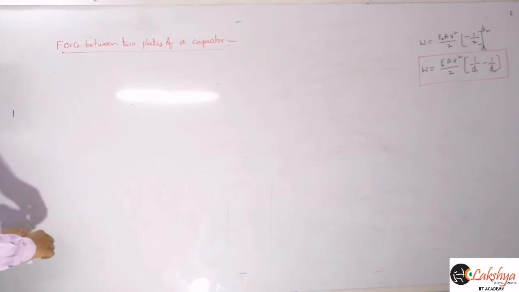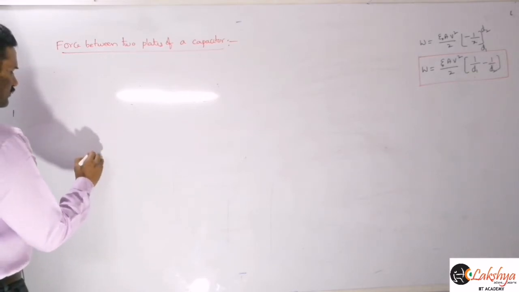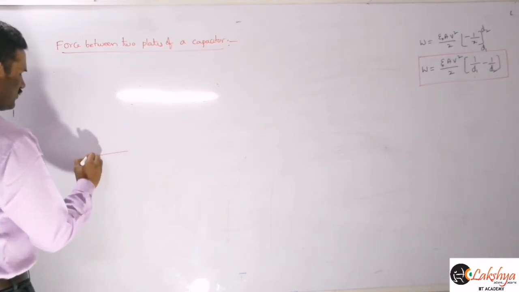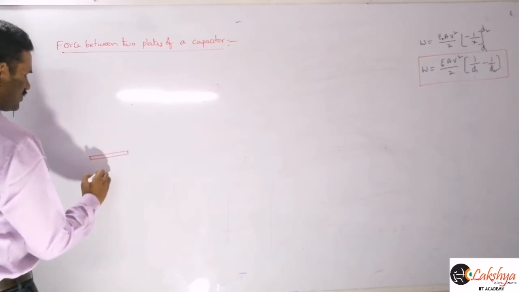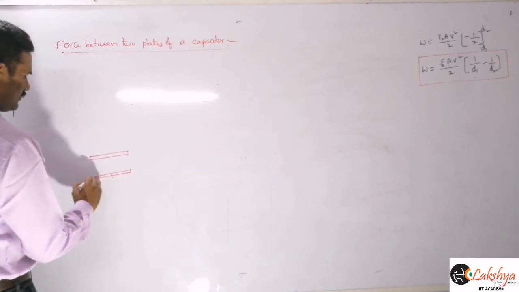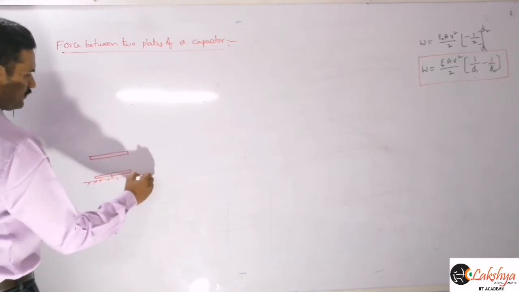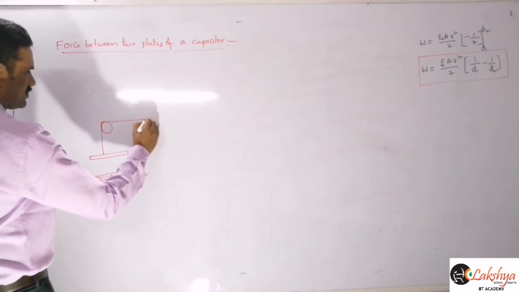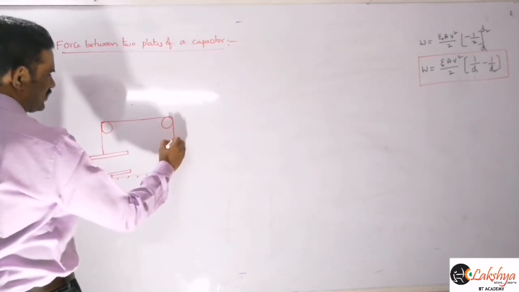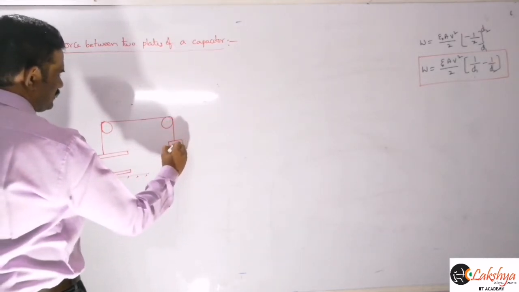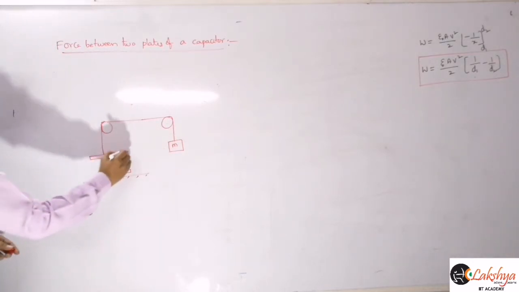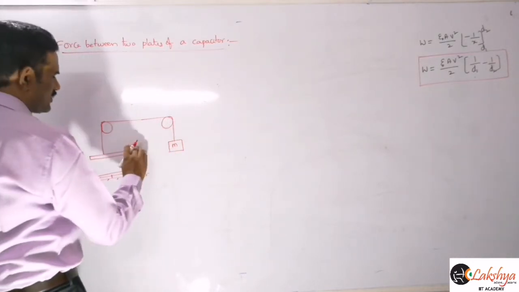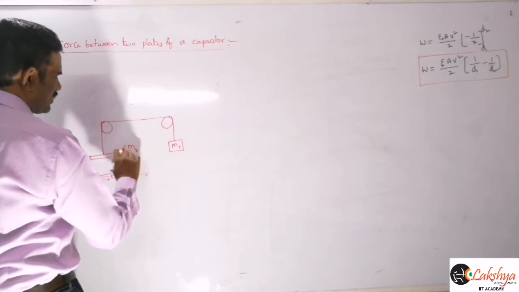So now I am taking a situation like this. Suppose this is one plate of this capacitor having some charge, and the other plate is placed on this table, which is fixed to the table here. Now this plate is connected to a string by a pulley arrangement like this. Here one mass is hanging. Suppose the mass of each plate is M2, and this is M1 I am taking here.